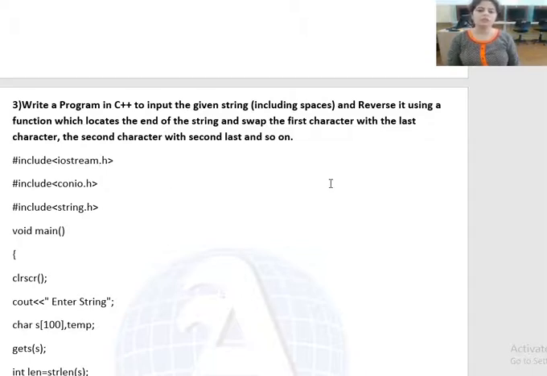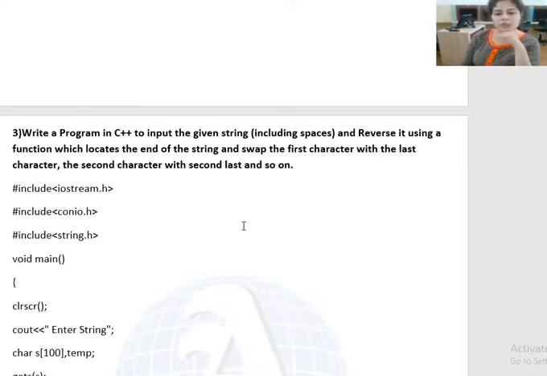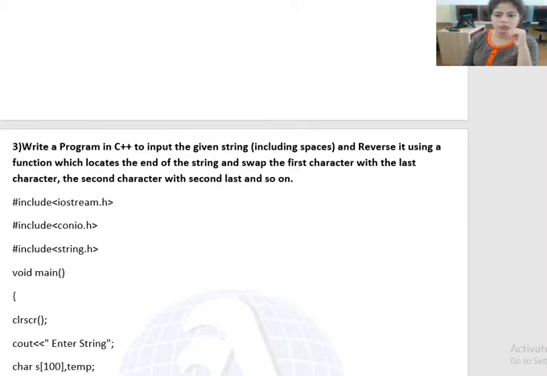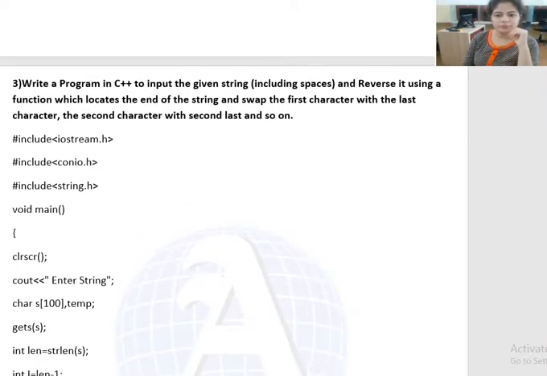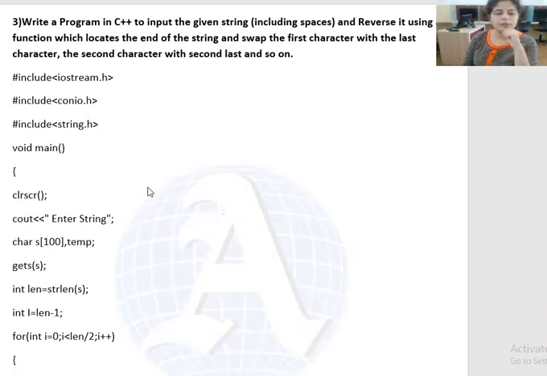So it means you have to enter a string, and then after that you have to print the value of the string by reversing it. So the name of the program is input the given string including spaces and reverse it. First of all you have to enter the string and then you have to reverse it. So let's start with this third program of C++.